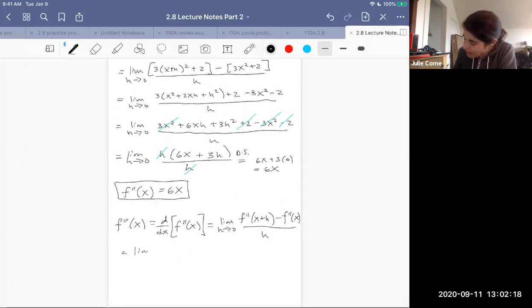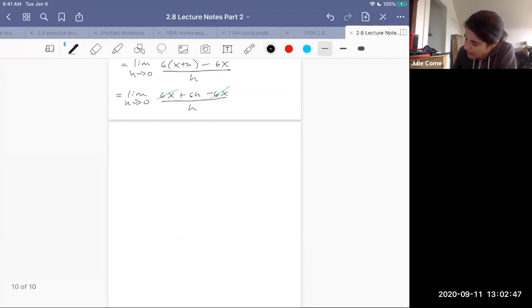We get the limit as h goes to 0 of f double prime of x plus h, which is going to be 6 times x plus h, minus f double prime of x, which is just 6x, over h. If we distribute, we're looking at 6x plus 6h minus 6x over h. Our 6x's cancel, and that means we can in fact cancel the h as well. I've got just an h on top and bottom, since we only have one term on top. So we get the limit as h approaches 0 of just 6.